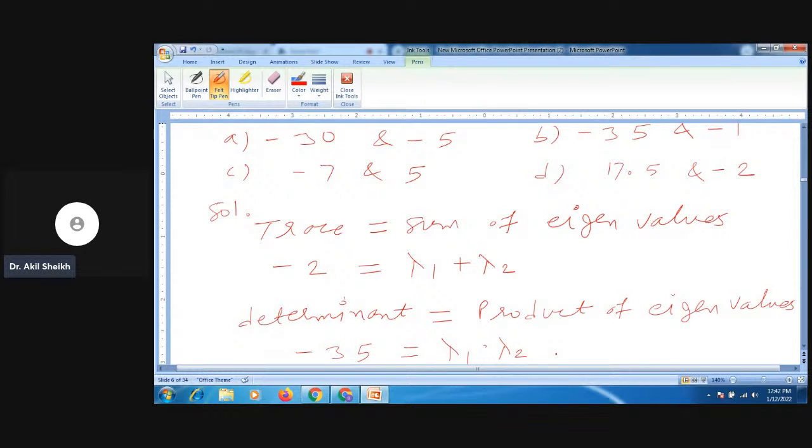First option: the sum is minus 30 plus minus 5, which is minus 35. Not satisfying. Second option, minus 36, again not satisfied. Check the third option: minus 7 plus 5 is minus 2, which satisfies the first condition. Second, 7 fives are 35, into minus 1 means minus 35, which again satisfies the second condition. So obviously option C is the correct answer.